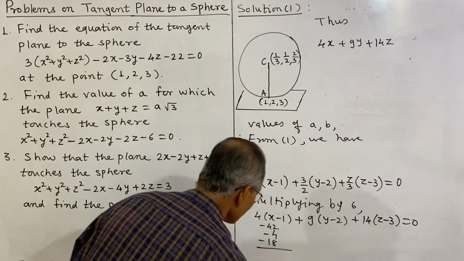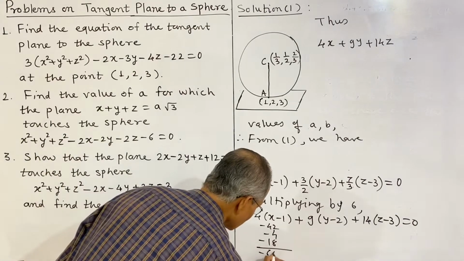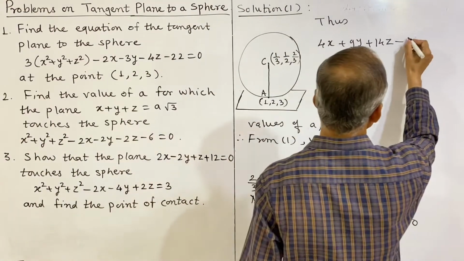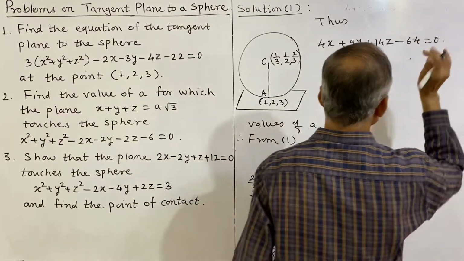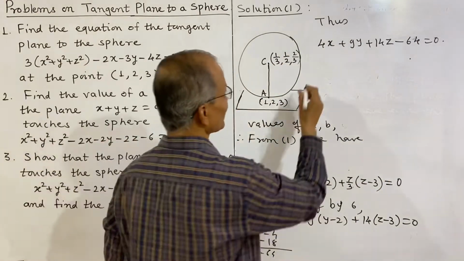So this is minus 64, and the equation is 4x plus 9y plus 14z minus 64 equal to 0. So this is the required equation of the tangent plane.